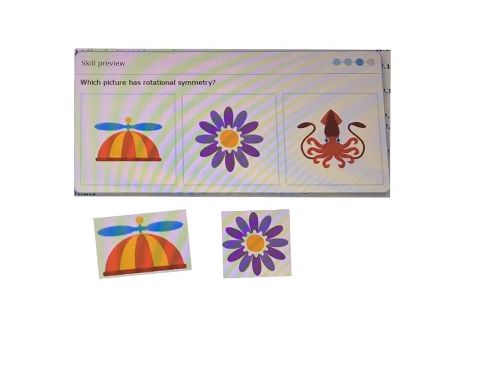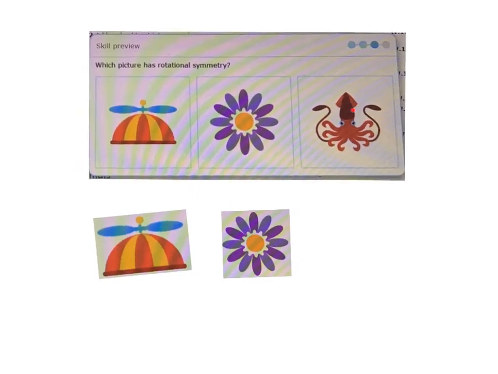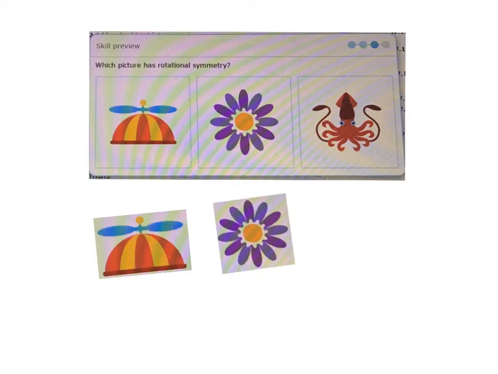The only one I think you could probably imagine for this image over here of our octopus, just like the hat, it's not going to look the same upside down or any way spun around, rotating. So the only one here with rotational symmetry is our flower in the middle. Okay, I think that's all you need for this.